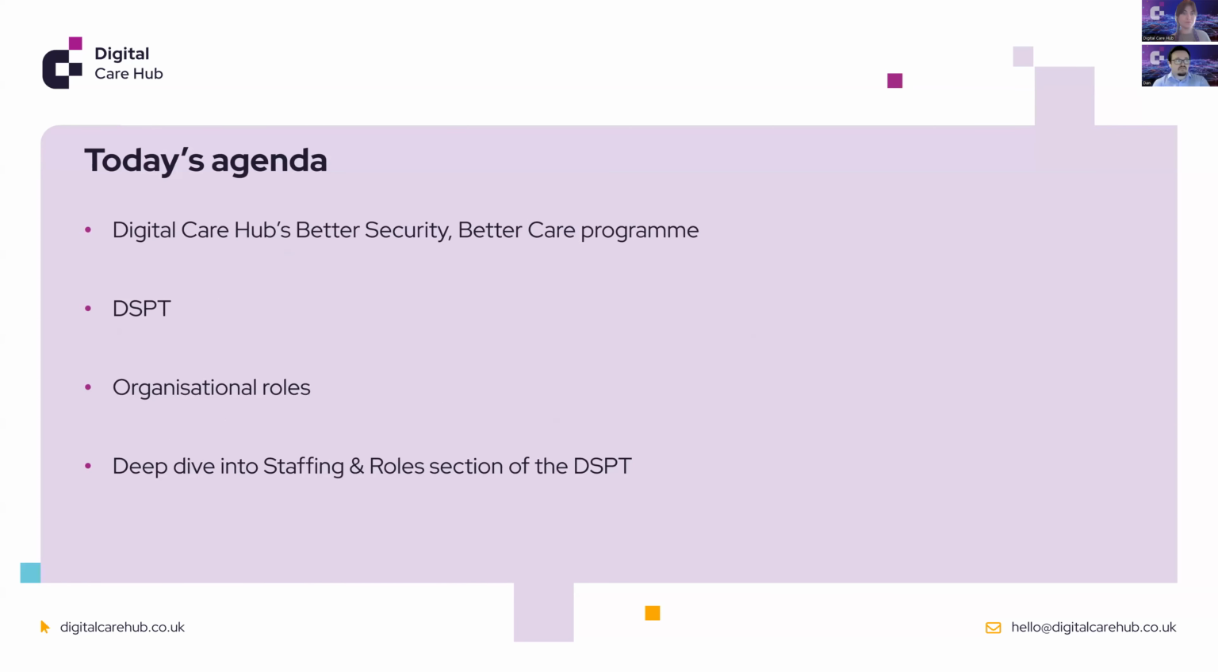So as Martha said, a bit about today's agenda. We've got a little bit about Digital Care Hub, who we are, our Better Security, Better Care programme. You may already know some of this, so it's a bit light touch. Again, the same with the Data Security and Protection Toolkit. Most of you were registered, and only one maybe wasn't or had put unsure. We'll just cover the basics of that. And then we'll look at the organisational roles and a real deep dive into the staffing and roles section of the DSPT to figure out: what should we have in there, what are the questions going to ask us, and what do some of these things actually mean?